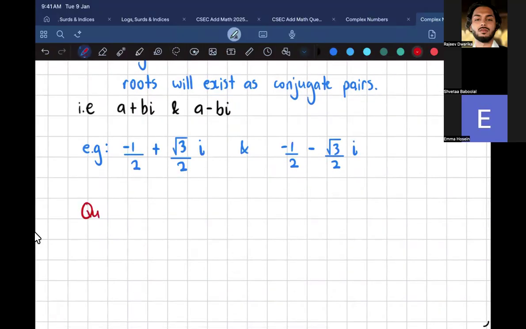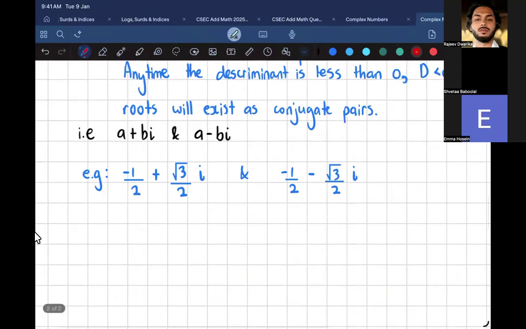Right, so question. Now, before I move on, I have something that I explicitly need to note. Shweta, you remember how I told you that the roots will exist in conjugate pairs? That's only the case when the coefficients of the quadratic are real. If it's not real, then that's not the case. So I'll make a little note about that.